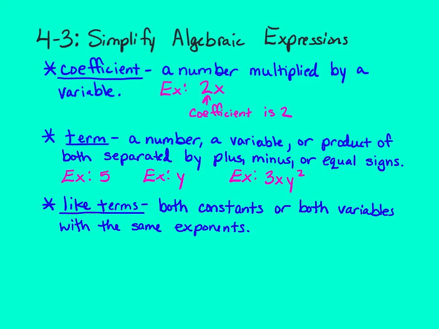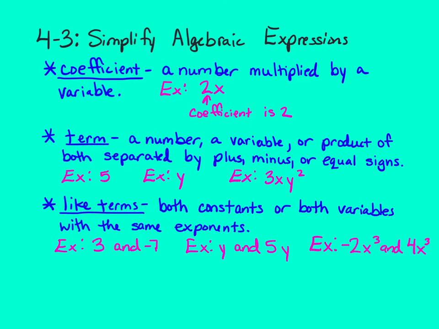Like terms are both constants, or they're both variables that are the same letter raised to the same exponents. For an example, 3 and negative 7 are like terms because they're both just constants. Y and 5y are like terms because they have the same variable, y, raised to the same exponents, which would be invisible ones. Negative 2x cubed and 4x cubed are like terms because they have the same variable, x, raised to the same exponent, 3.